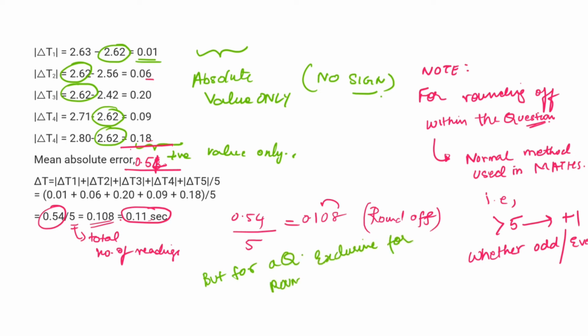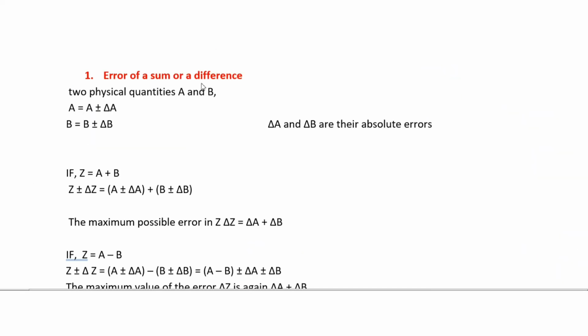Okay, now let's look at the operations involved within the topic errors. First one, sum or difference. Here what you need to remember is that errors are always added. Okay, now let's see a question.